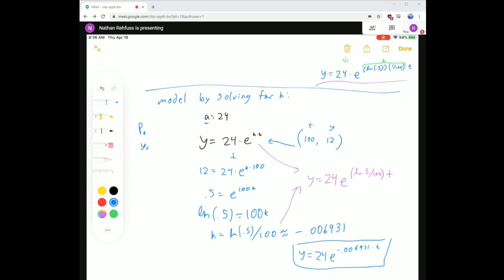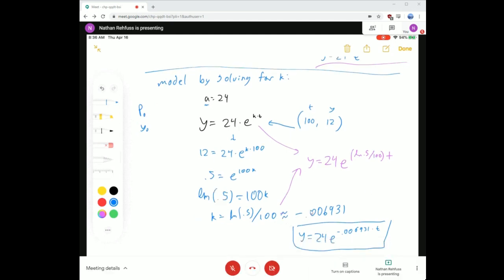I also do want to point out one feature. Notice this negative sign here. This number is negative because this is exponential decay. Again, k is positive for exponential growth. K is negative for exponential decay.